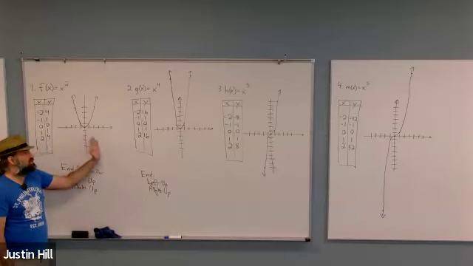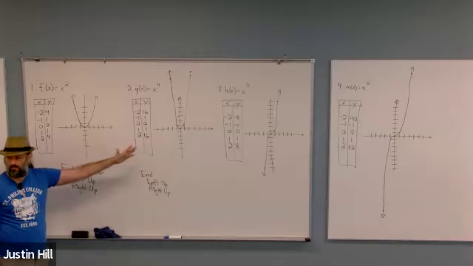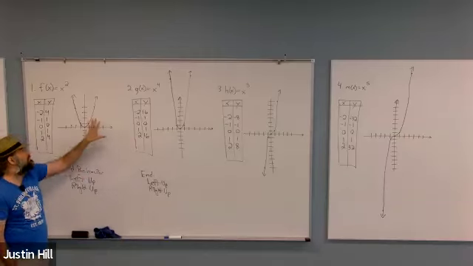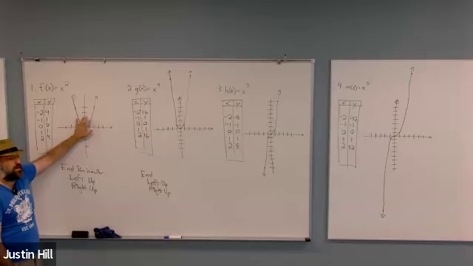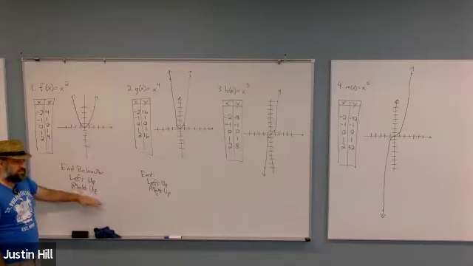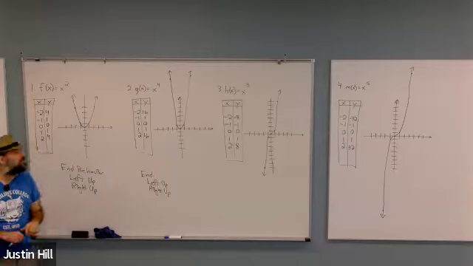Which we talked about, the shapes of these are essentially the same, so the behavior on the ends of the graph, or the overall pattern of the graph, should be the same. So the end behavior should be left up, right up.